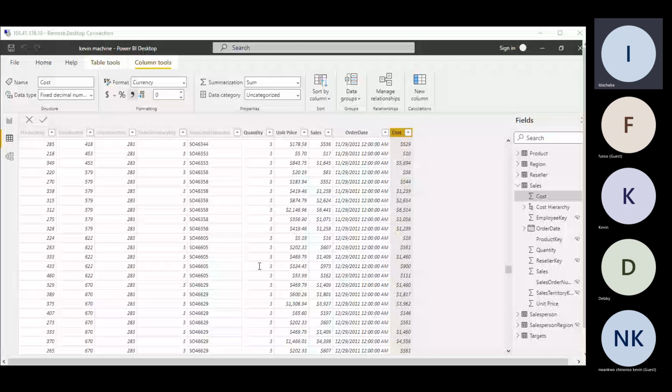So from your sales, now click on your new quick measure. So new quick measure, then you can see that it's purely calculations. Can you see? It's purely calculations. What calculation do you want to do? So are we calculating average per category?